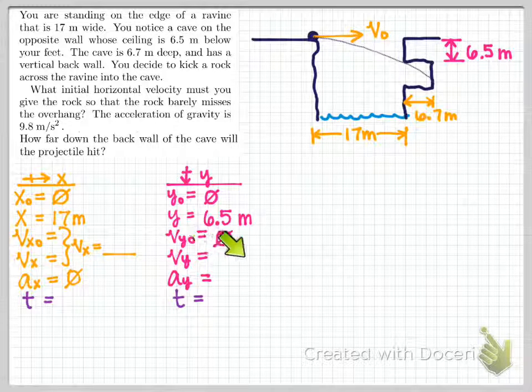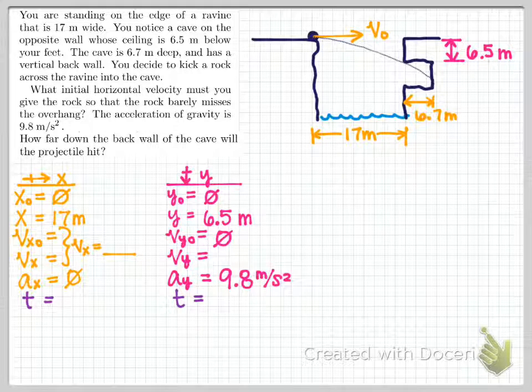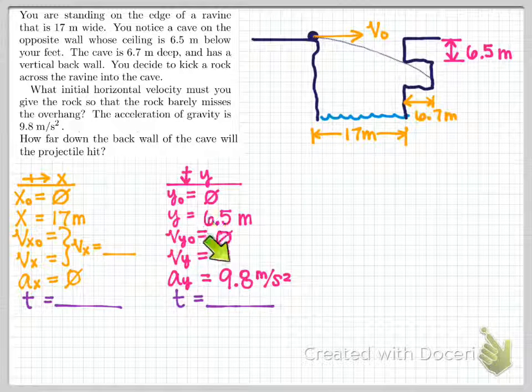I have no idea what the final velocity in the Y direction is, but I do know that the acceleration due to gravity is what's pulling it down. And again, down is the positive direction, so you just say a positive 9.8 meters per second squared. Again, I don't know time, but I'll be able to find time with one of these and link it to the other, and that's a key to the problem here. Okay, so looking then at these, we want to go ahead and start solving.